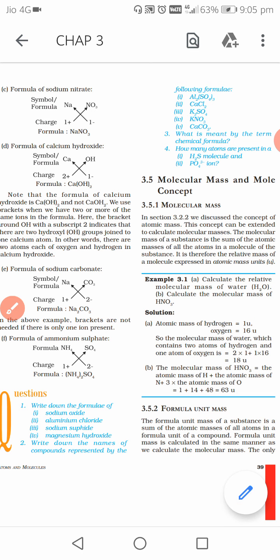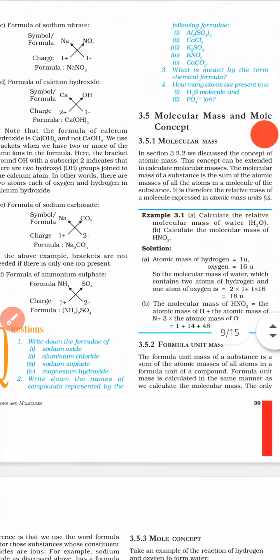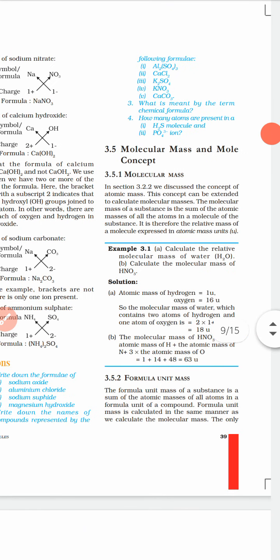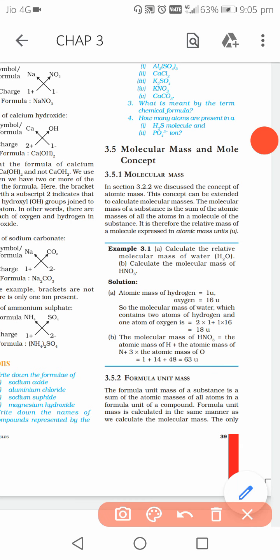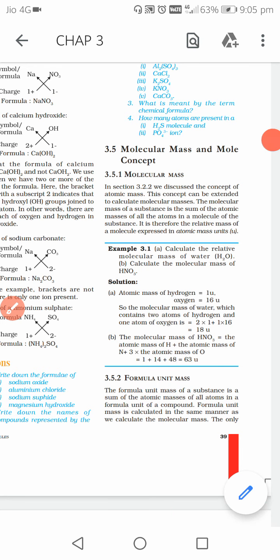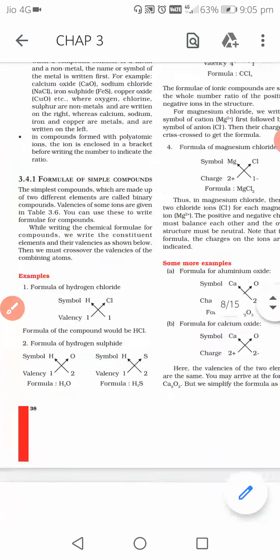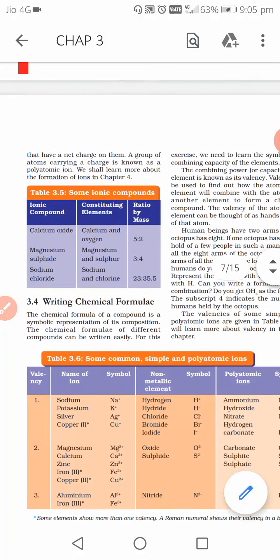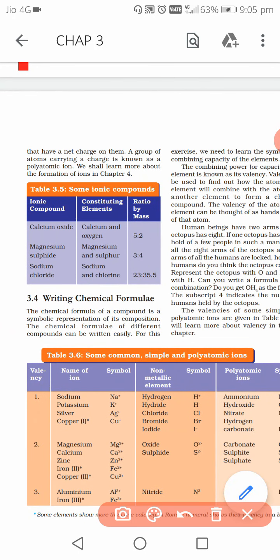Then next question, okay, one more is there, no? Two more are there. What is meant by the term chemical formula? I think I gave you the definition, but you can write this definition also. The chemical formula of a compound is a symbolic representation of its composition. Okay, this is the definition.